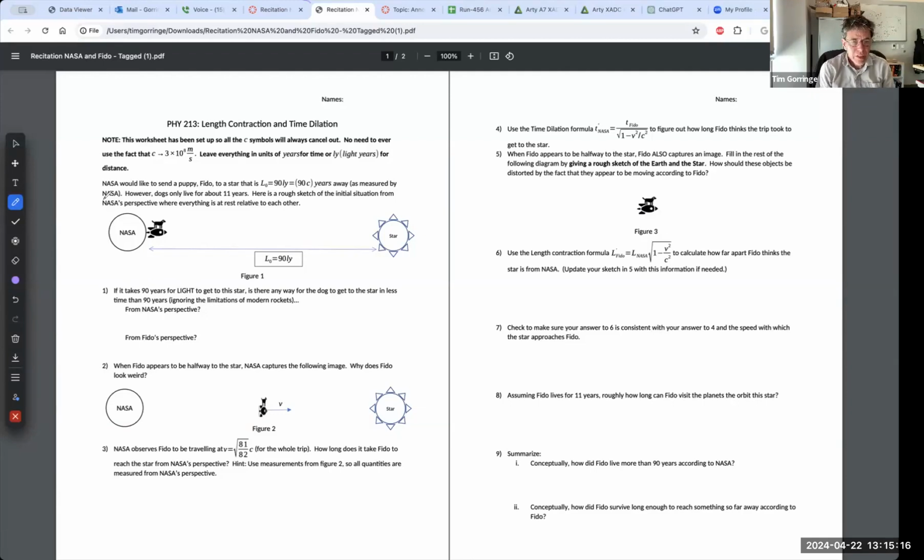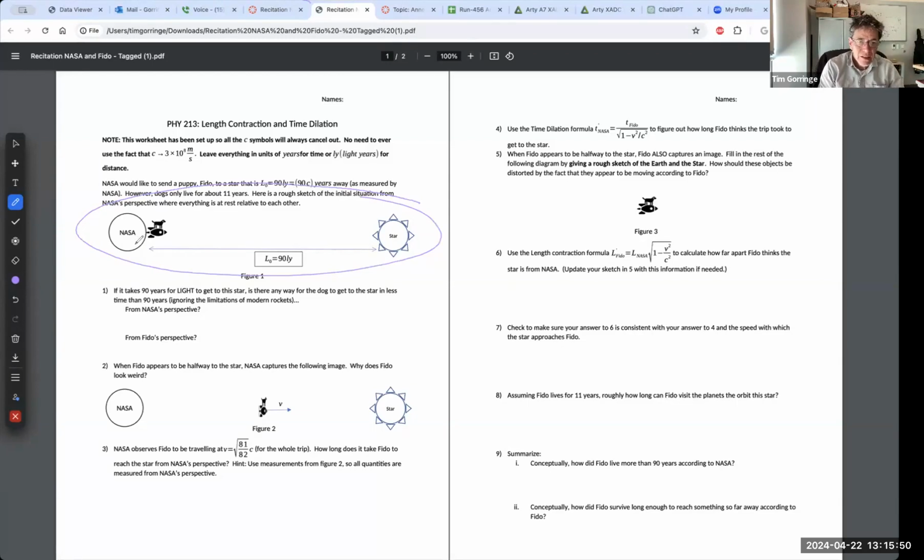I wanted to work through the example of the relativity worksheet. It's a worksheet that involves near light speed travel from Earth to a star by an astronaut dog. It's a problem that involves length contraction, a feature of relativity, and it's a problem that involves time dilation, another feature of relativity. There's a sketch of the problem here.